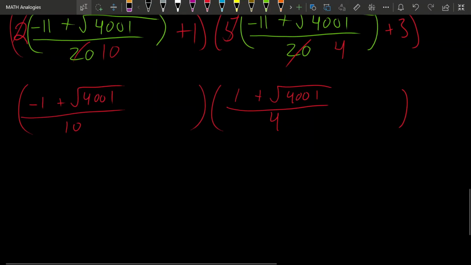Alright, well what's left? We can do minus 1. Let's see. We have 2 fractions. They're being multiplied. What happens? We multiply the tops.